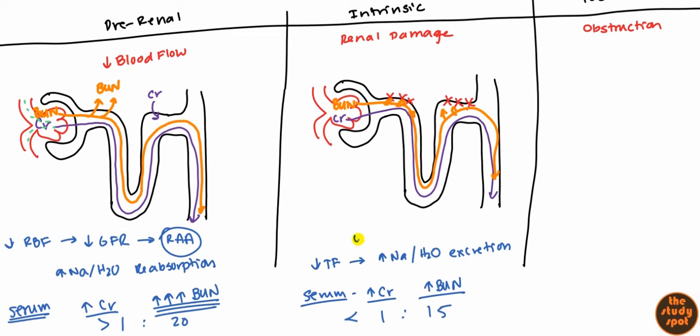And when it comes to the urine, you're going to have a high amount of sodium and a lot of water being excreted, and it's going to be very dilute. Why is that? What helps the urine become concentrated is the tubular cells, which are no longer working, so it's not going to be able to get concentrated anymore.